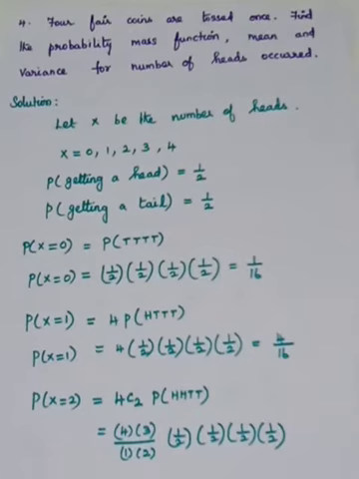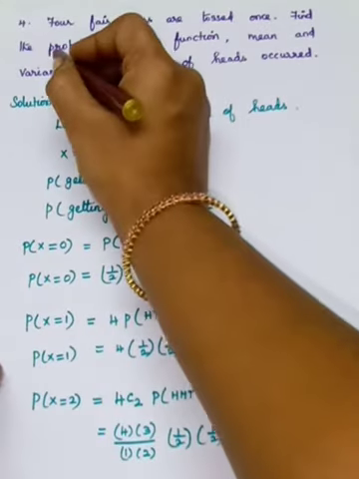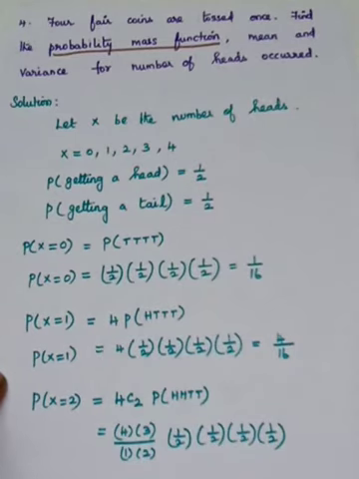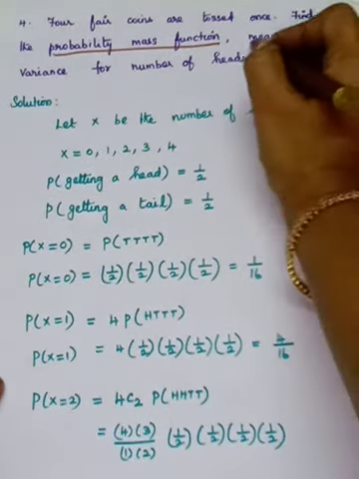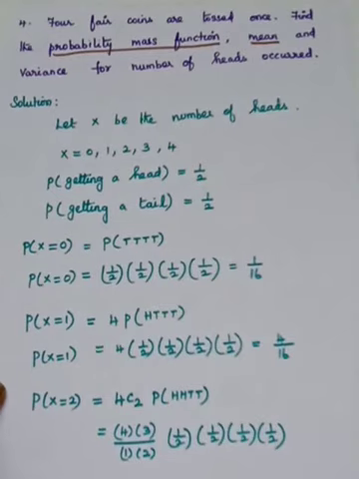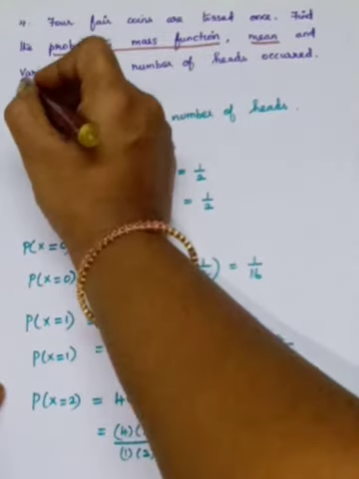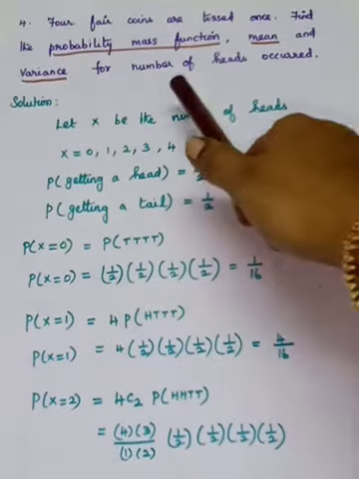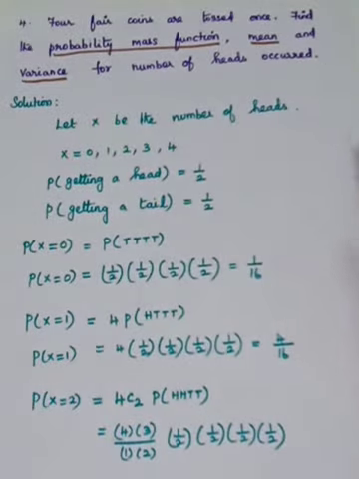Coming to the fourth problem. 4 coins are tossed once. Find the probability mass function, mean and variance for the number of heads occurred. So probability mass function you have to find. What is it? Probability mass function, small f of x is equal to P of X equal to x. And next mean. What is mean? E of x you have to find out, otherwise mu. And what is variance of x? It is sigma squared, which has to be found. Okay, everything has to be found for the number of heads occurred.